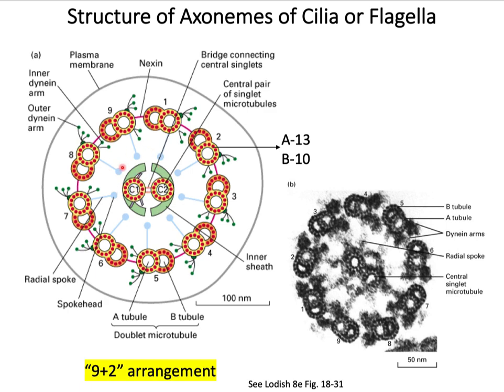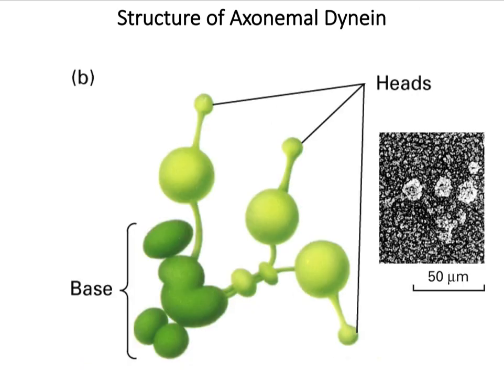and these proteins hold the 2 singlets together. And here you have a group of fibrous proteins that make up what is known as the inner sheath, shown here in the light green. And they also stabilize the core of the structure. And here is an EM showing the 9+2 arrangement of an axoneme.